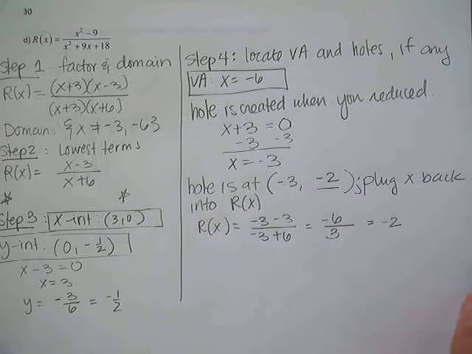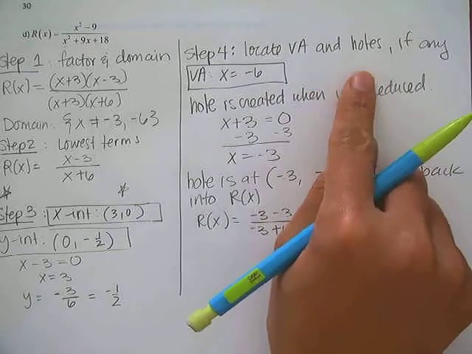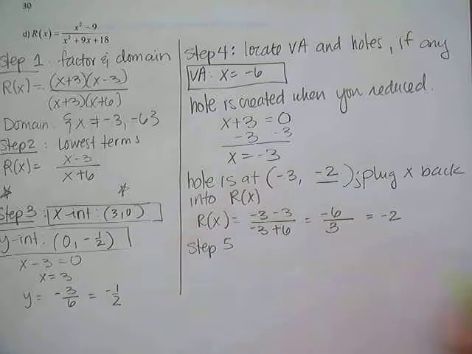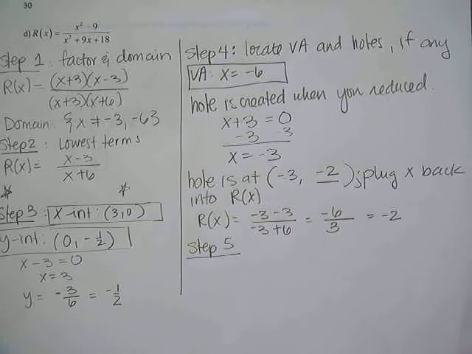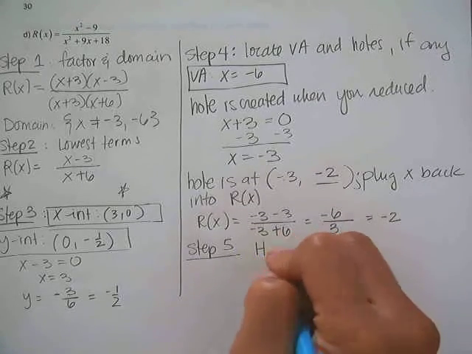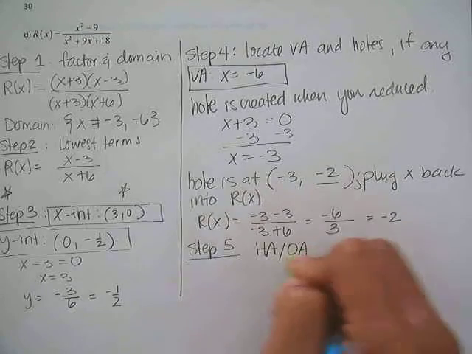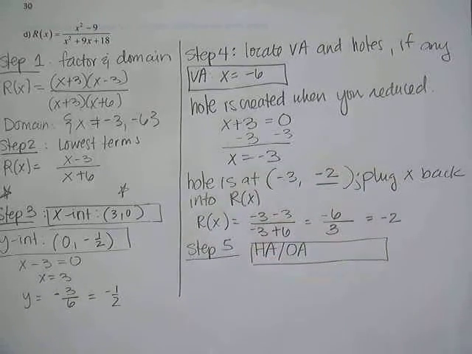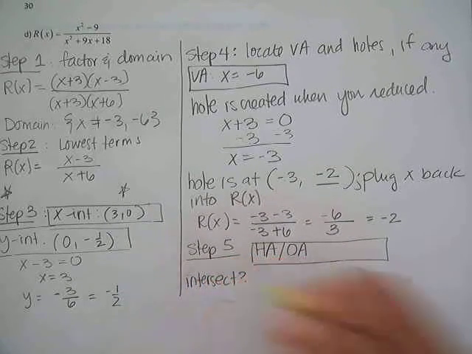And yes, you have to find where it is located. So that's our step 4. We added a hole now in our direction. Step number 5. Step number 5 says for us to do what? I forgot. Step number 5 said OA or HA. And then it said intersect or not intersect. So intersect, question mark.